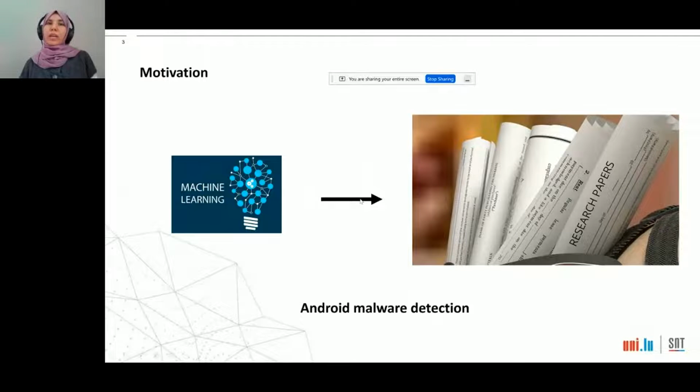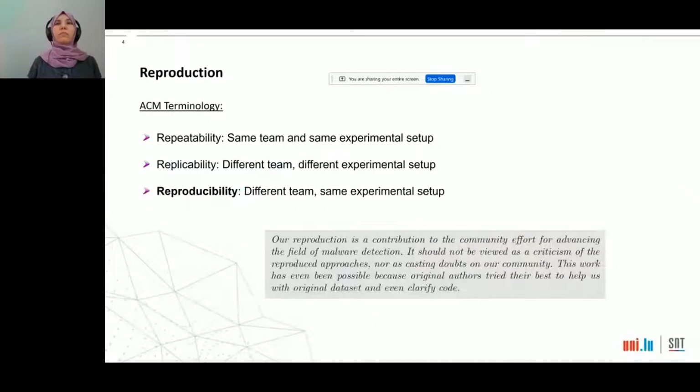In our work, we aim to assess published work to see why malware is still spreading despite the massive work published in the literature. In this paper, we thoroughly assess the reproducibility of published work, since reproducibility is an important criteria for acknowledging a research contribution. So in our paper, we conduct a reproduction study, which means that we are a different team that tries to use the same experimental setup of original approaches.